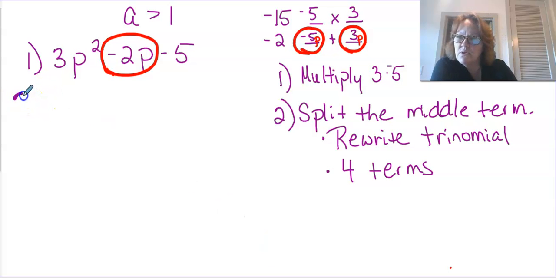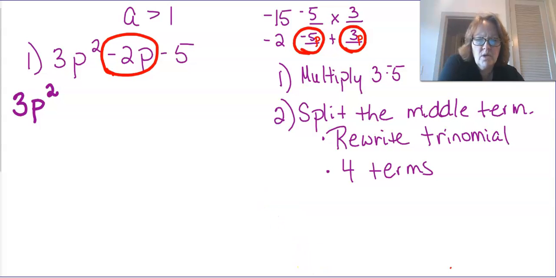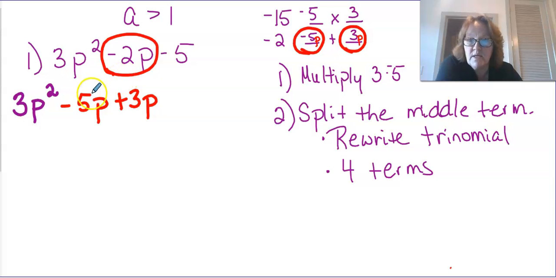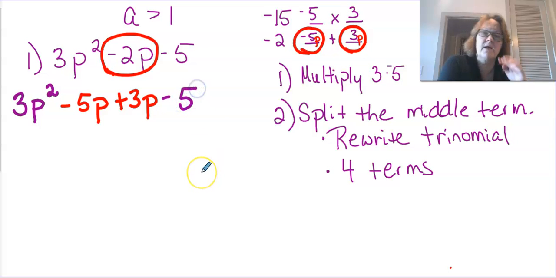So I'm going to rewrite the original trinomial, 3p squared, but then I'm going to use minus 5p plus 3p, which still equals negative 2p. Negative 5p plus 3p still equals negative 2p. So all I'm doing is I'm rewriting it just in a different way. I'm splitting that middle term into 2 terms that when I add them together, I still have that middle term. Okay, and then I just bring down the minus 5.